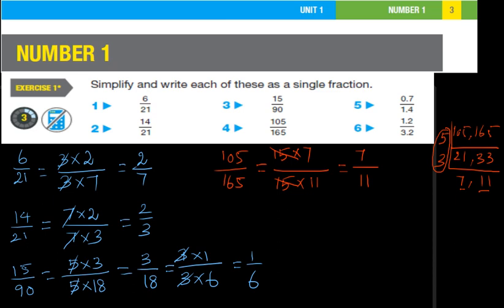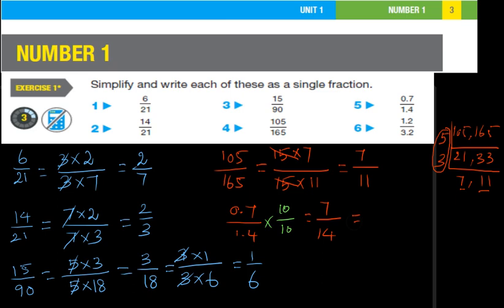Then the fifth one is 0.7 divided by 1.4. First of all, I would like to make these numbers normal integers. Here we are having a decimal in one place, so that's why I am multiplying both the numerator and denominator with 10, 10 by 10. So I get the numerator as 7 and the denominator as 14.